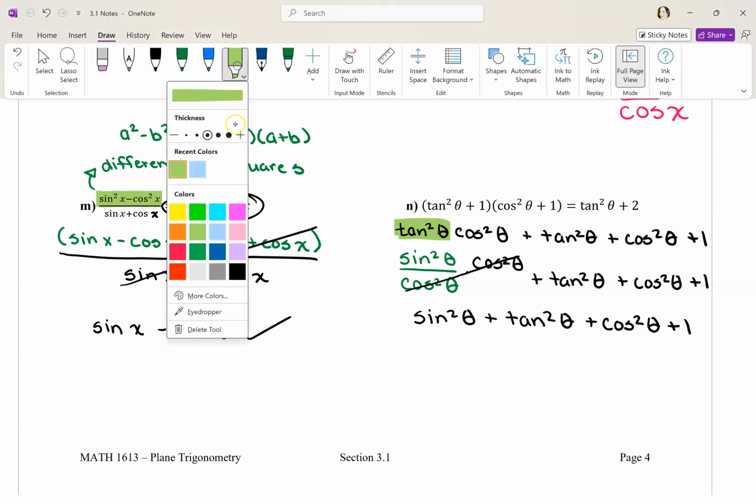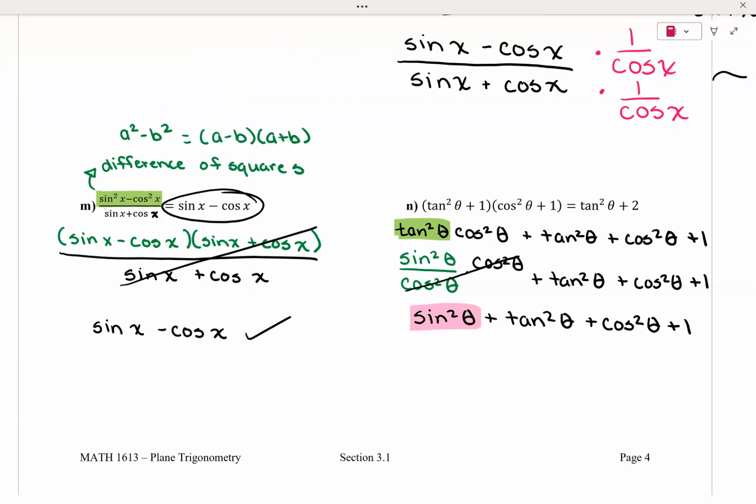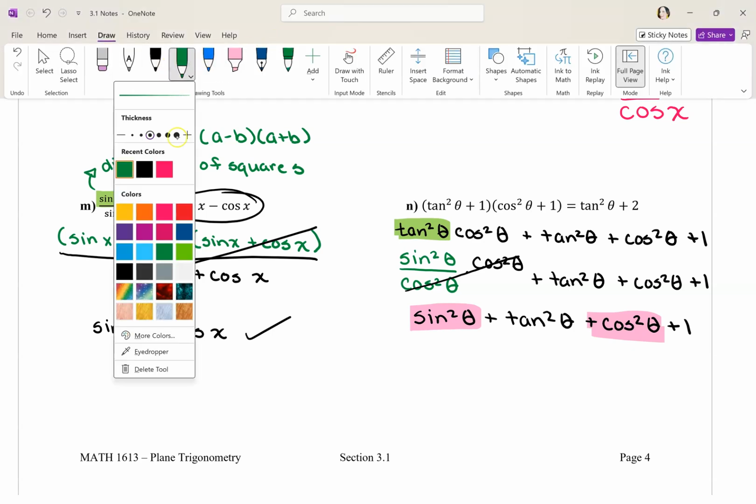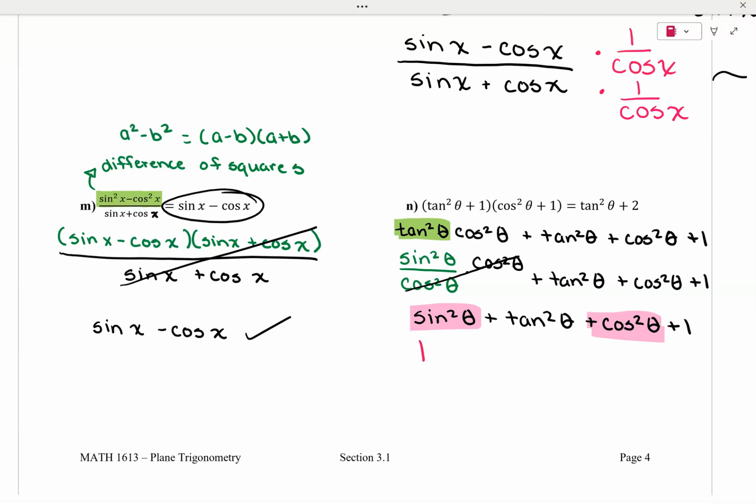Let's see. Hopefully you're yelling sine squared plus cosine squared is 1 plus tangent squared of theta plus 1. Well, 1 plus 1 is 2. And that's exactly what we needed. So there we go. Okay, I think we only have about 3 more left.